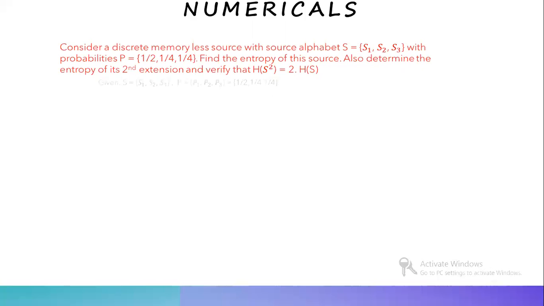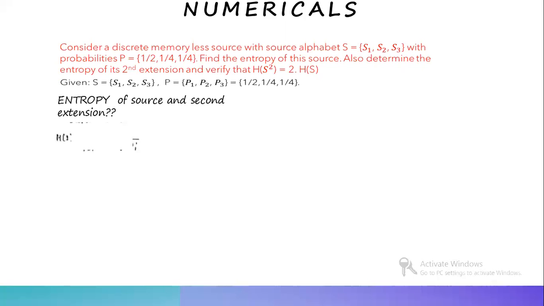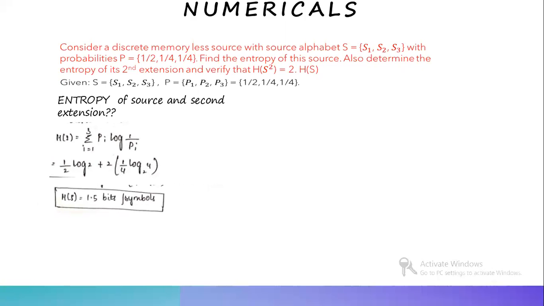So first we need to see how to calculate the basic source with three symbols. So H of S equal to summation i equal to 1 to 3. This is because we have three symbols. So substituting the values, 1 by 2 log 2 to the base 2, and there are two 1 by 4 values, so 2 times 1 by 4 into log 4 to the base 2. So calculating H of S value, we get it as 1.5 bits per symbol. This is simple.